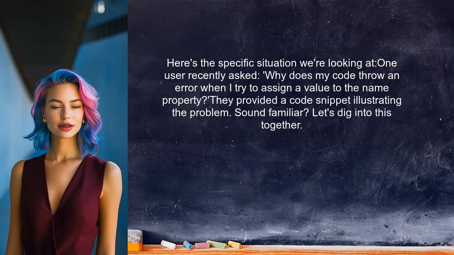Here's the specific situation we're looking at. One user recently asked, "Why does my code throw an error when I try to assign a value to the name property?" They provided a code snippet that illustrates the problem. Sound familiar? Let's dig into this together and find a solution.